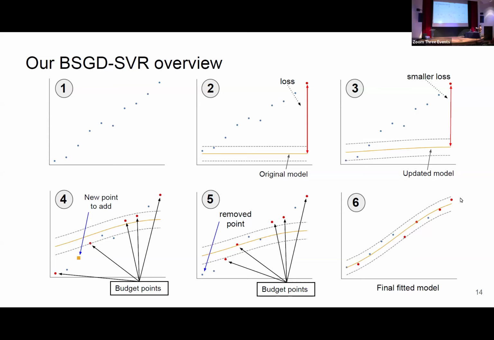You also add this point to the budget, and when you repeat step 2 and 3 multiple times, you will face the situation in step 4 where your budget is full and you want to add a new point. So what we do is that we choose the point which is the least significant. So we have a weight and we choose the point with the lowest weight and we remove it. We add the new point and we repeat 2 to 5 again, and we have the final fitted model.